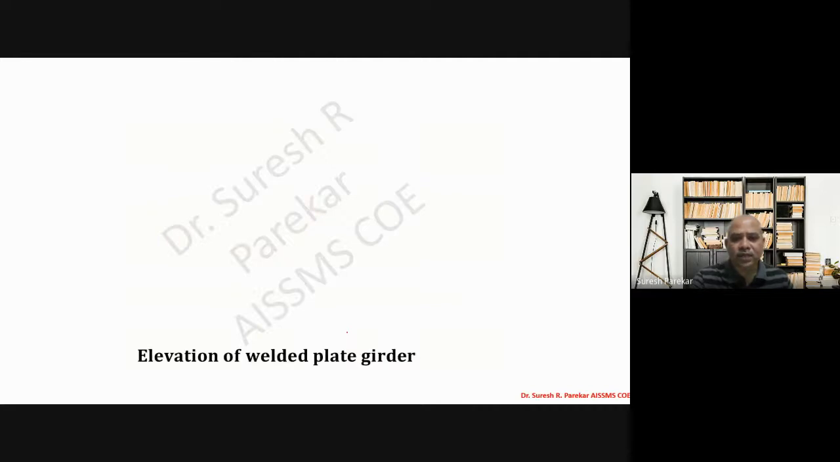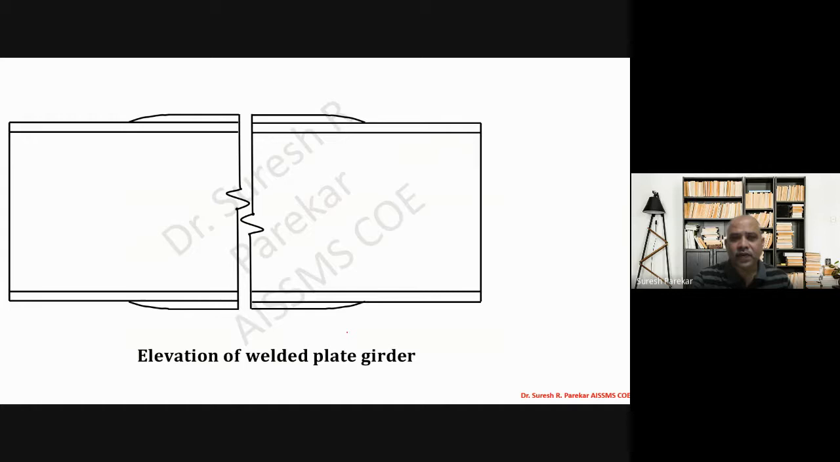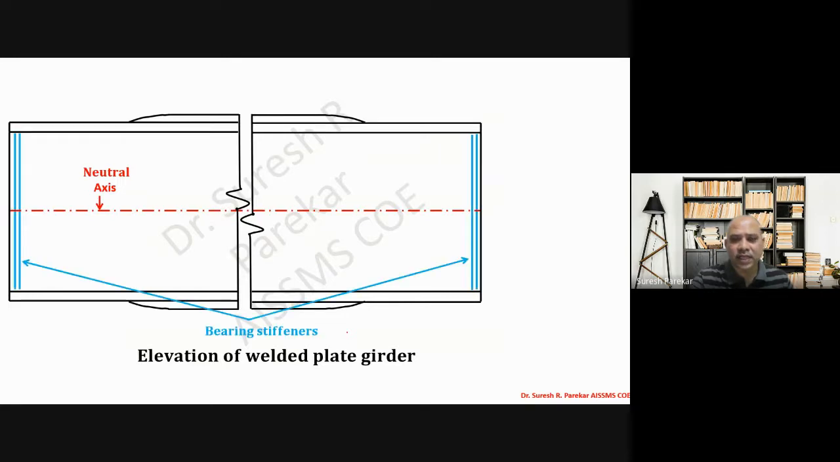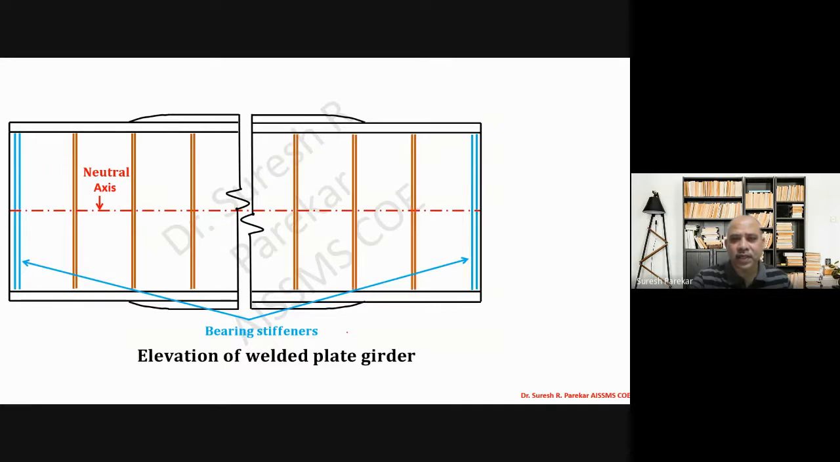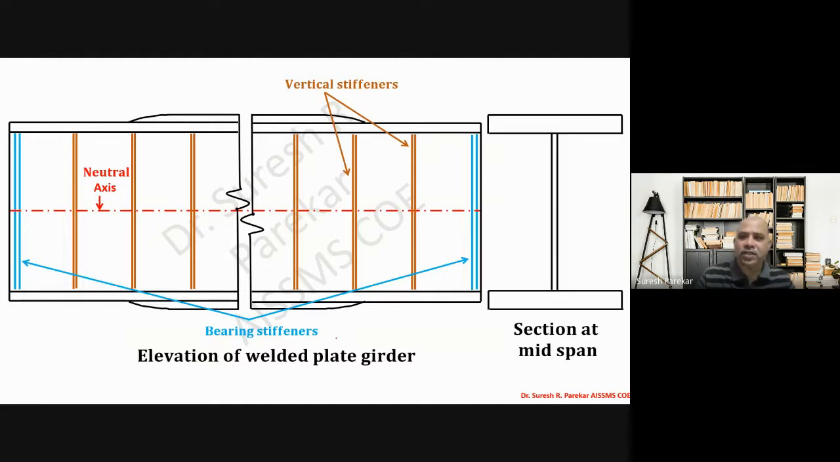So now in this first we have elevation of welded plate girder. So we have this as welded plate girder, neutral axis. Then we have this as end bearing stiffener. Then we have these stiffeners as vertical stiffeners. Now, if we draw the section of this, we have to show all the dimensions.